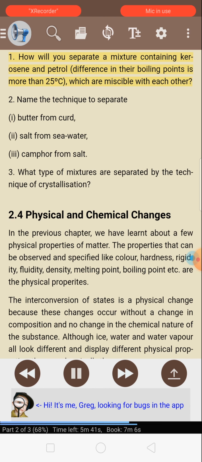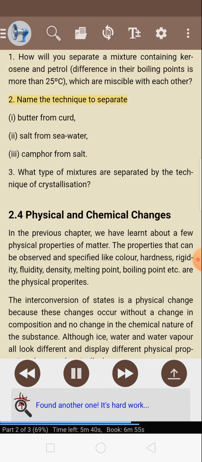Questions. 1. How will you separate a mixture containing kerosene and petrol, where the difference in boiling points is more than 25 C, and which are miscible with each other? 2. Name the technique to separate: (i) butter from curd, (ii) salt from seawater, (iii) camphor from salt. 3. What type of mixtures are separated by the technique of crystallization?